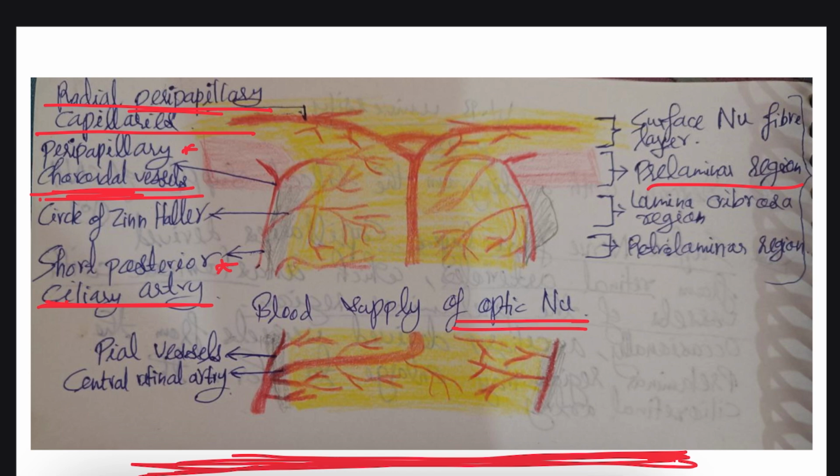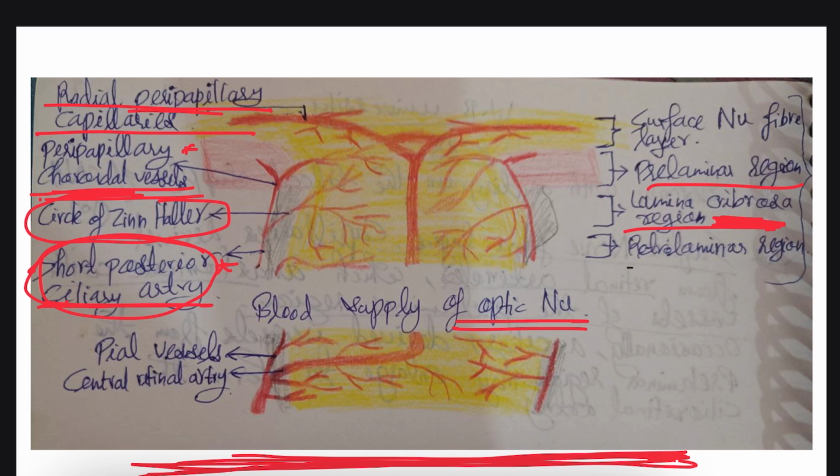Then next comes the lamina fibrosa. The lamina fibrosa derives its blood supply from the ciliary vessels, same as the prelaminar region. But these are derived from the short posterior ciliary artery, according to one school of thought in the prelaminar region, and from the circle of Zinn-Haller. So the lamina fibrosa is supplied by the ciliary vessels, and these ciliary vessels are derived from the short posterior ciliary artery and from the circle of Zinn-Haller.